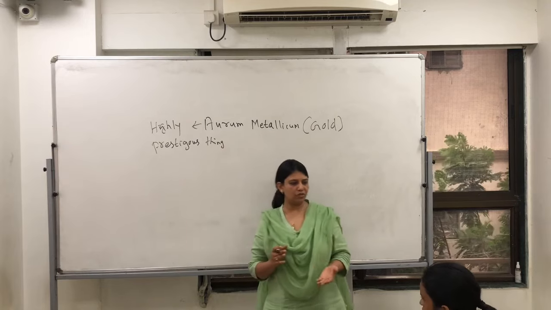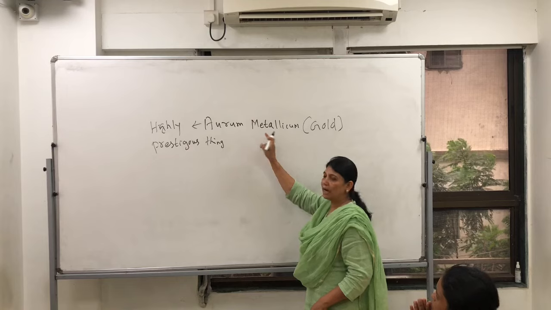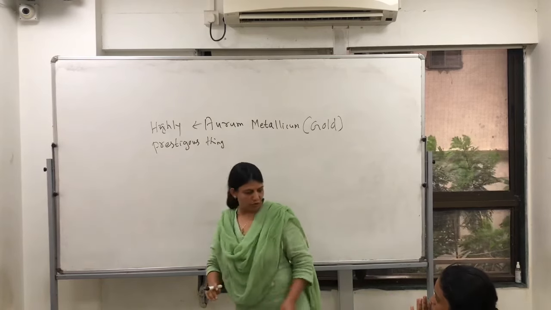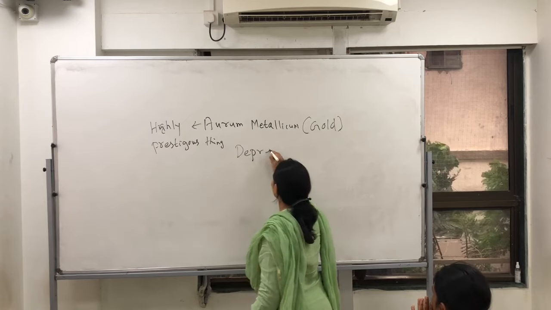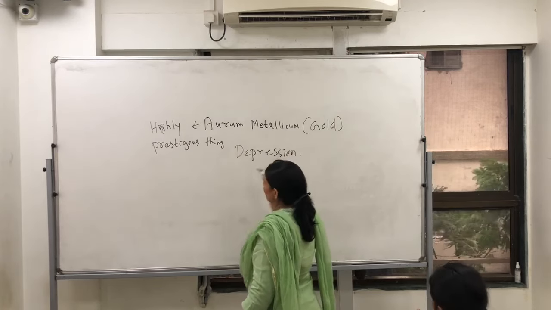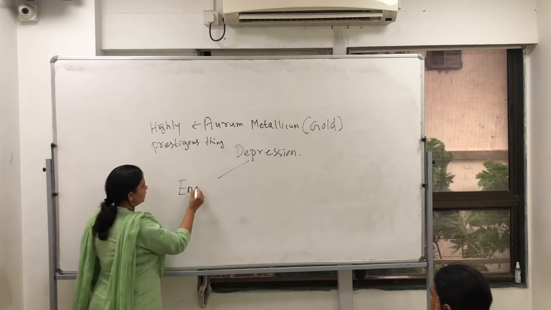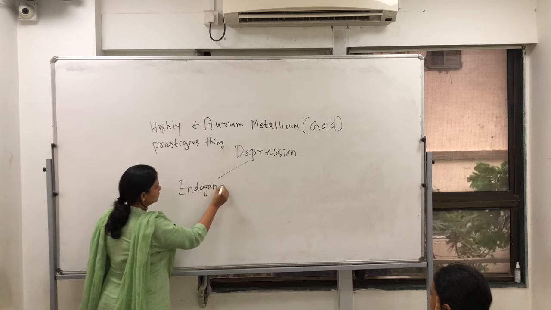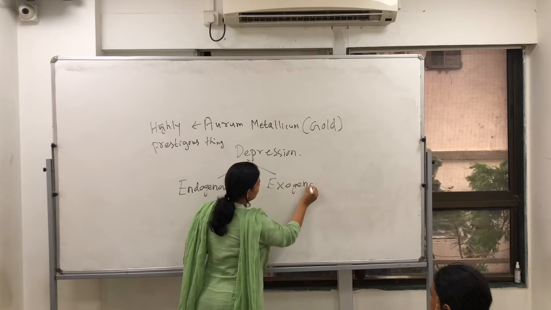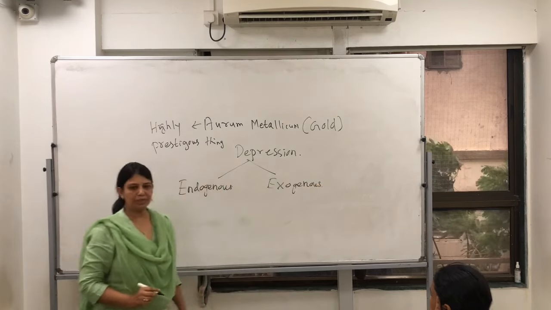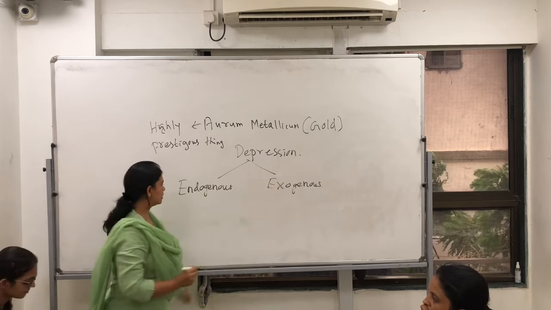So the pathophysiology as well as the mental picture, when you see that, then you will see that Aurum Met is a medicine for depression. Now, ideally there are two types of depression. One is endogenous and the second is exogenous.